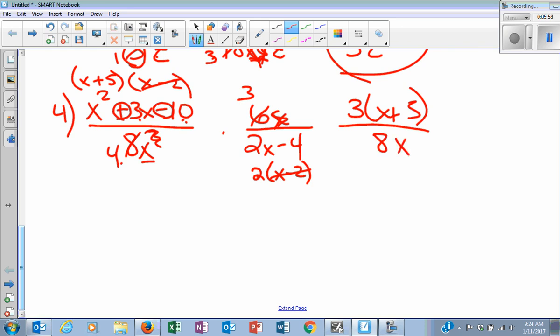And this x cannot cancel out with this x. Remember, that's inside parentheses. Can't cancel that out. So that would be my final answer, and I need restrictions. I should have done those before. X cannot equal, the only thing in my denominator is x, so x cannot equal 0, or x cannot equal positive 2. So make sure you put those restrictions down.